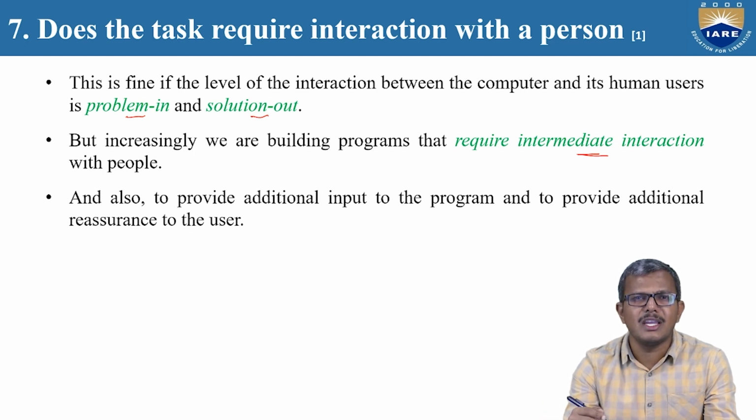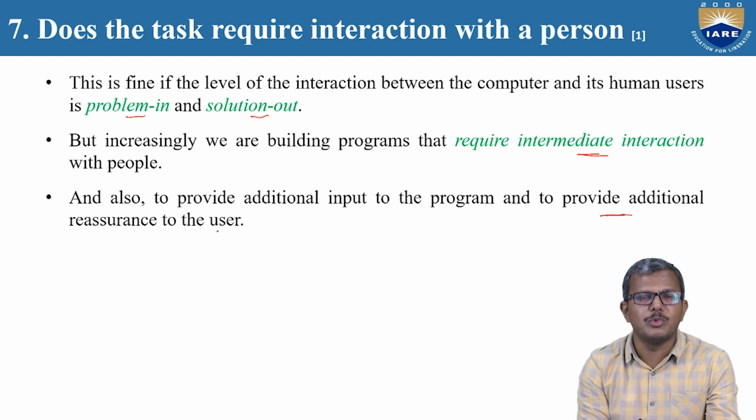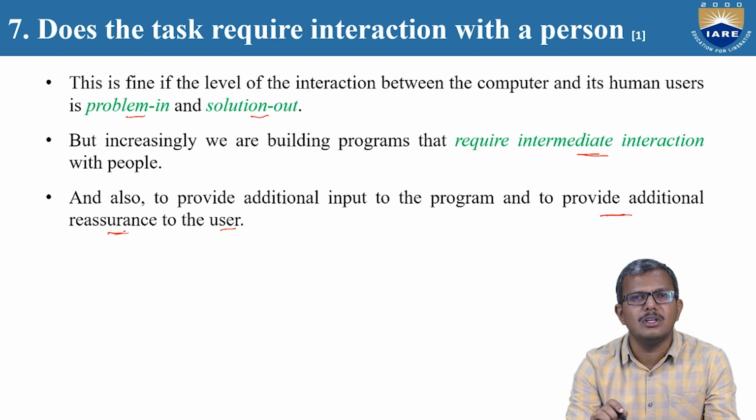You are supposed to have a continuous interaction with the computer and you are supposed to get the reasoning also. Meaning, you are supposed to have the additional information also. This additional information we need to provide to the user. This is nothing but some kind of giving the assurance to the user.